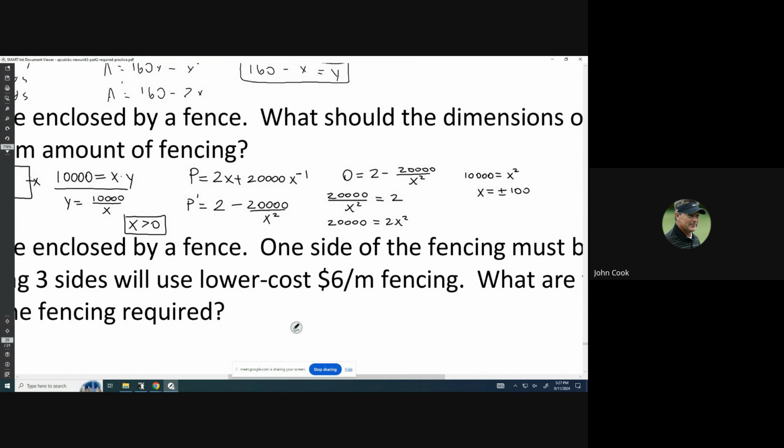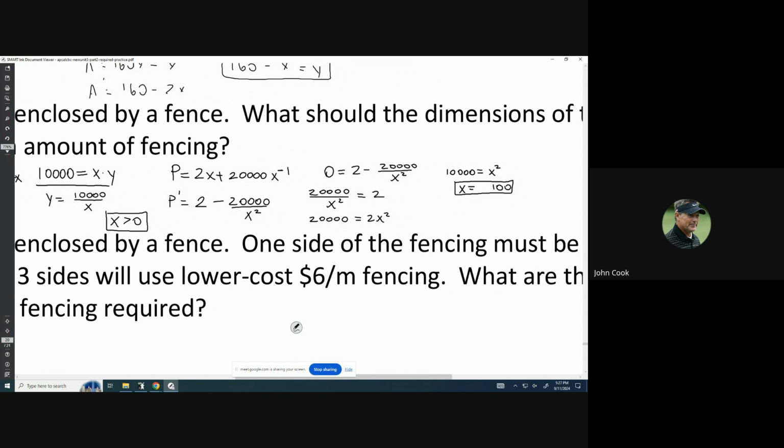And if I take the square root of both sides, I get x is equal to plus or minus 100. But again, for context, we aren't going to use any x values that are less than 0, so negative. So we get rid of that negative 100. So this is our lone critical number that we're going to explore. Now what we're going to do is check our number line and make sure that this is indeed going to lead us to a minimum amount of fencing.